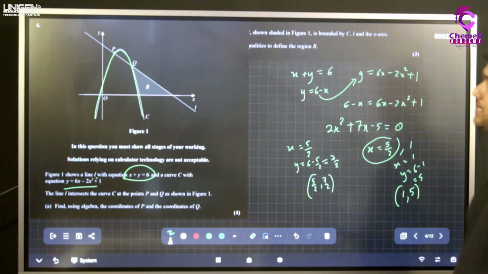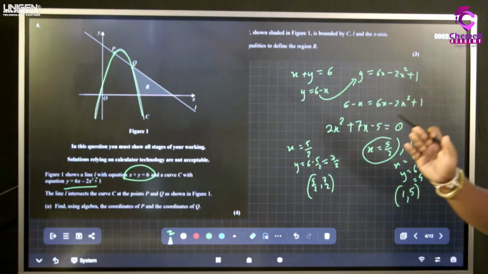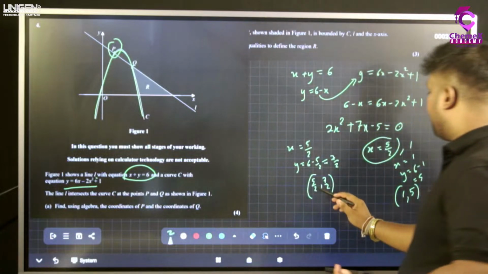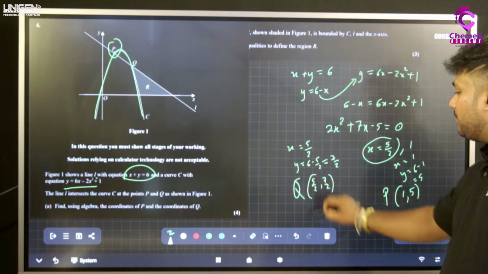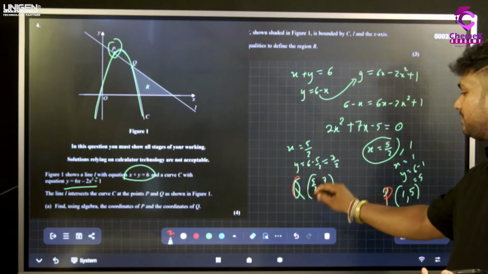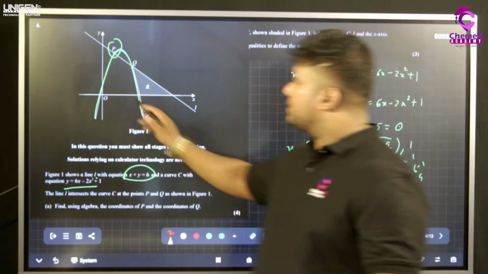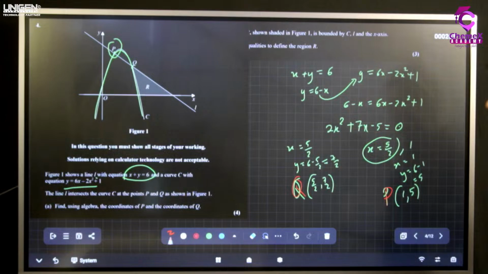So can you tell me what is P and what is Q from these two coordinates? P is the one closer to the y-axis. So it should be the lower one, right? 1, 5 is going to be P, and 5 over 2, 7 over 2 is going to be Q. Are you okay with that? Is there anyone who doesn't understand how I judged P and Q? Because P is closer to the y-axis, so it's a lower x value than Q. Any questions?